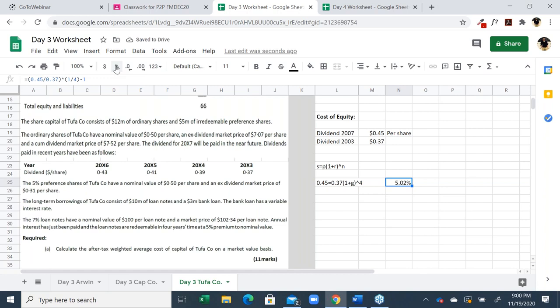5.02%. I don't know from where this 9.8% growth rate has come. It's 5.02%. The dividend has grown at a rate of 5.02% per year to $0.45, and that's the growth rate.